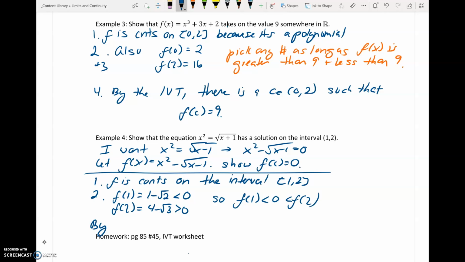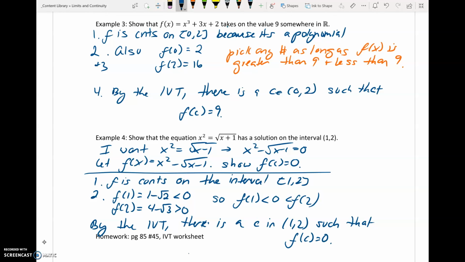Lastly, we're going to state our last statement about the IVT. There is a c in 1, 2 such that f of c is 0. And then we're done.